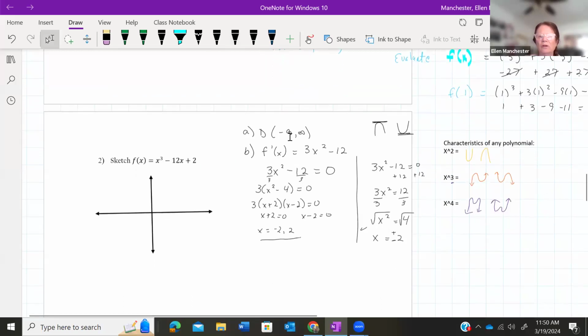Okay, so what did I just find? What does this x equals -2 and +2 mean? What are these?